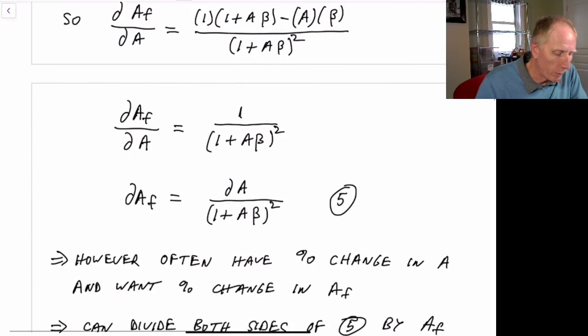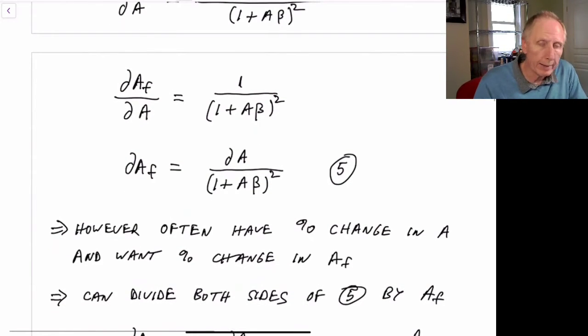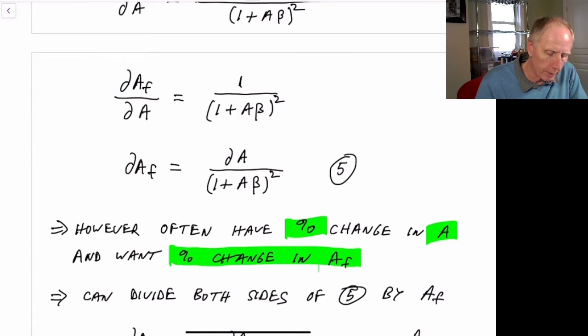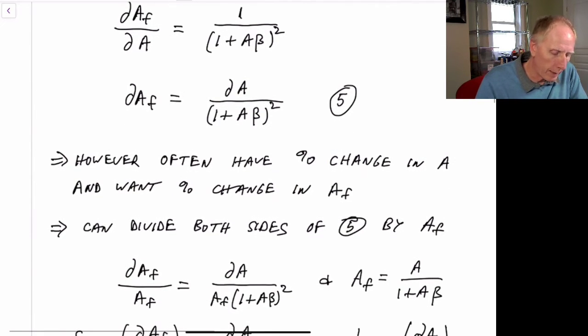Now, this would be fine if we just left it the way it is, and if we had a delta change in A, we can find the delta change in the closed loop feedback gain. But often we want to find the percentage change. So if A changes by 20%, we want to know what the percentage change is in the closed loop gain. So we'd like to change this slightly. We can divide both sides of 5 here by A_f.